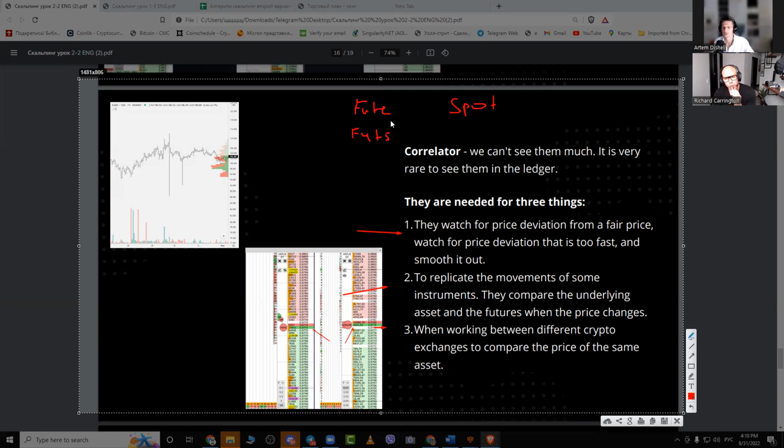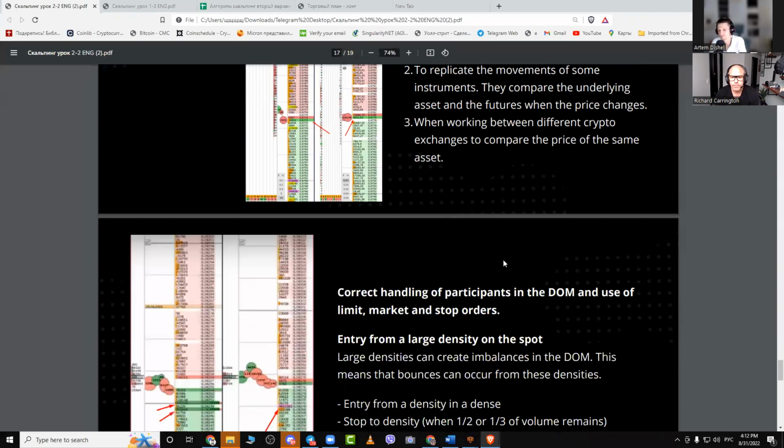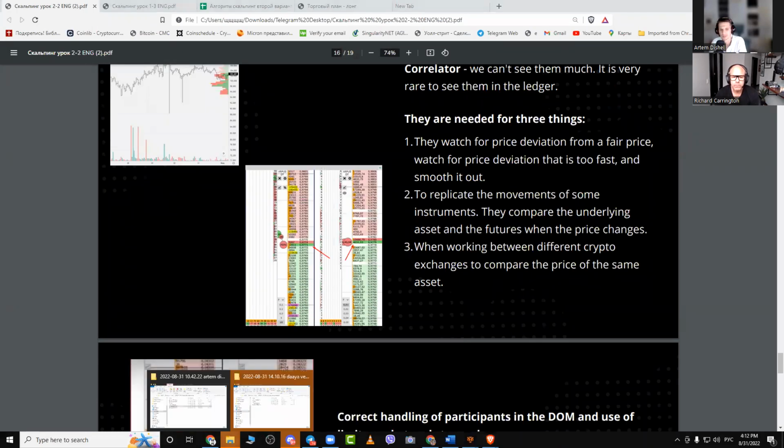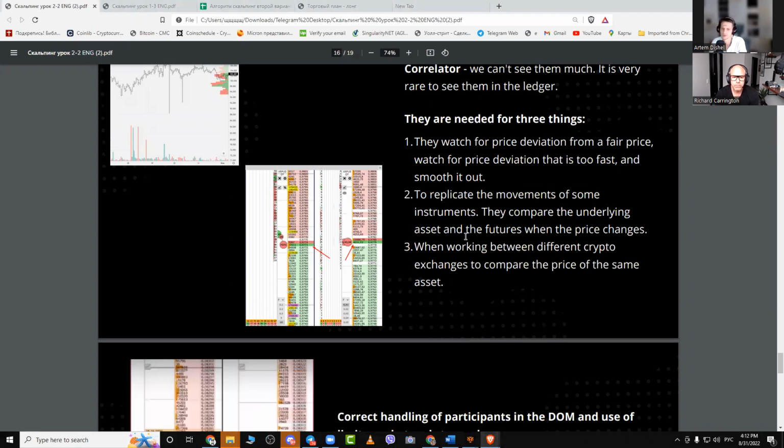Forward, futures, options, and this correlator works. If the spot market increases, all futures contracts follow it. And I'll show you how this robot works. Maybe now. No, not now. Next lesson.